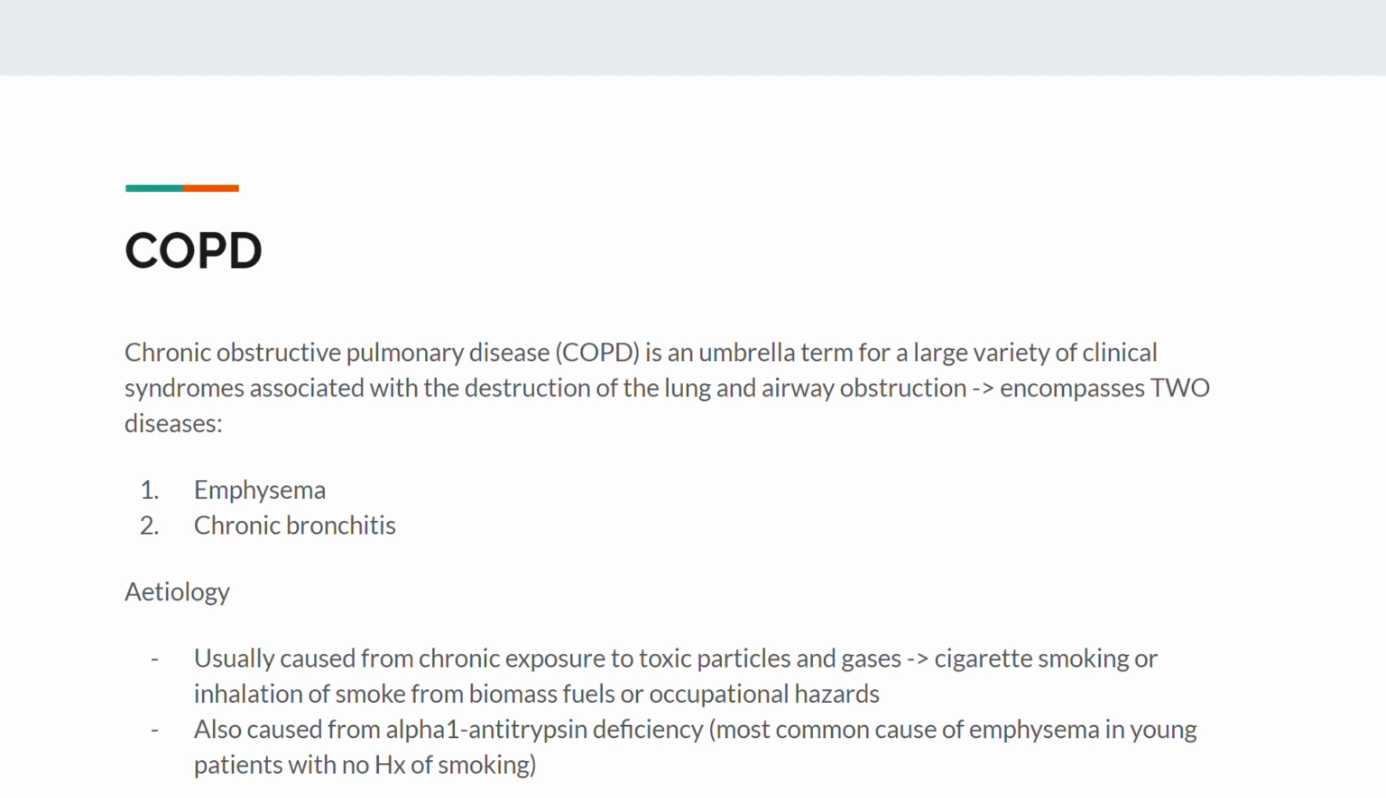So if someone presents to you as a young patient, young in their 20s, and they have an obstructive disease, they're a non-smoker, they haven't had any occupational hazards, you want to be screening for this alpha-1 antitrypsin, because if it's deficient, it will cause emphysema and thus can lead to COPD.